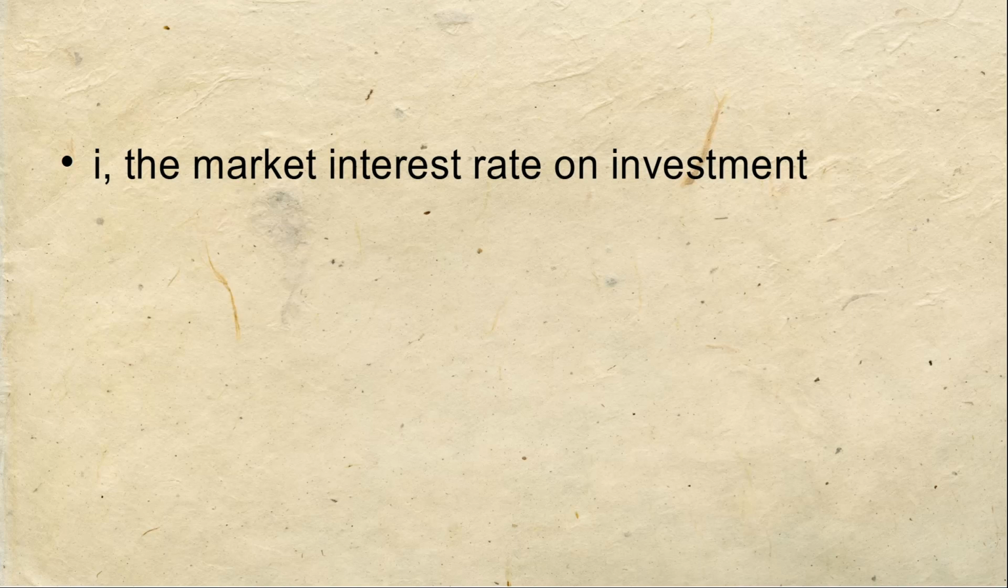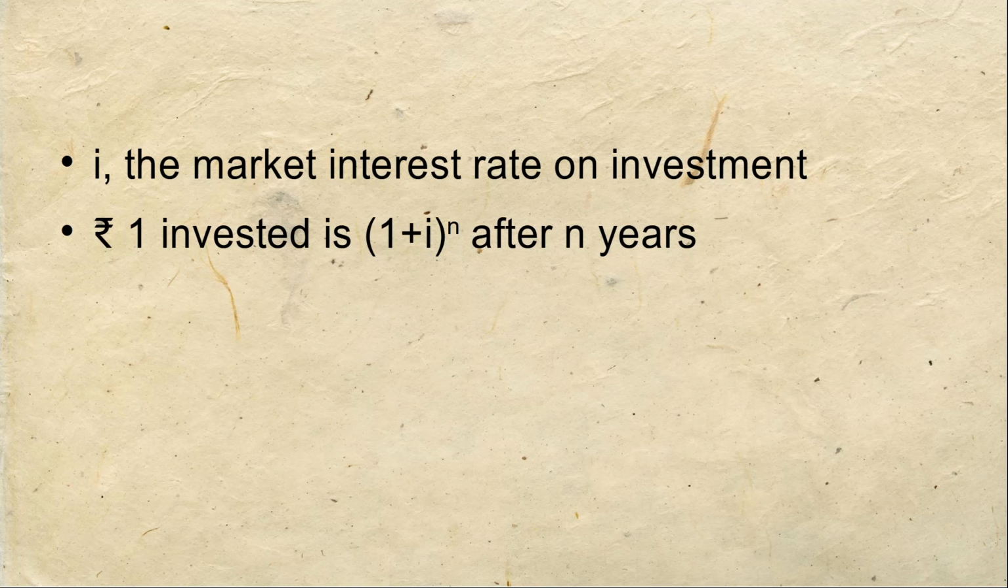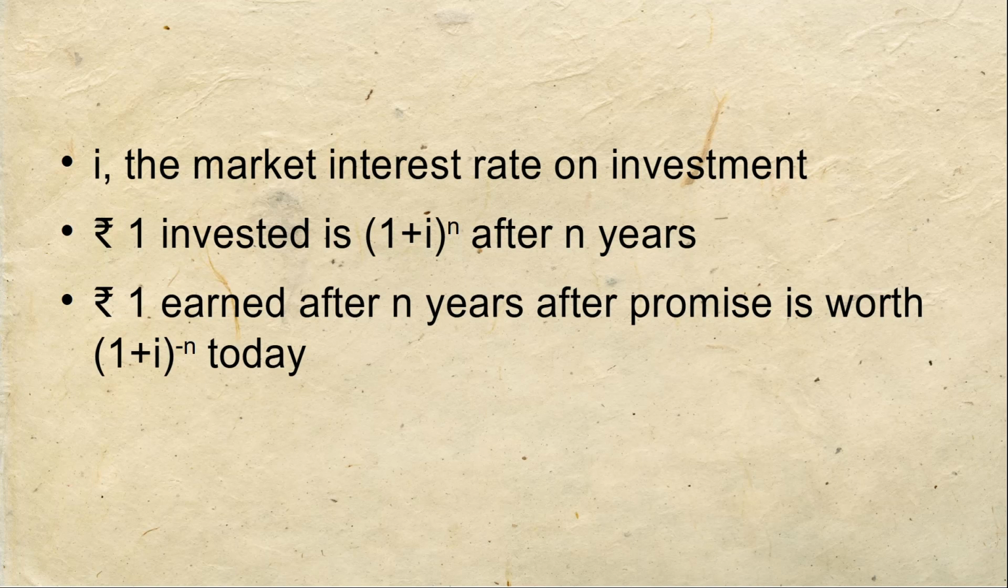Let's say i is the market interest rate on an investment. Therefore, rupee 1 invested today is (1 + i)^n after n years. And let us say if we earn rupee 1 after n years.